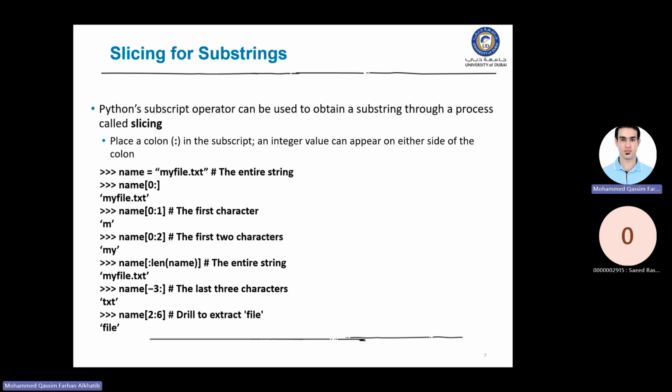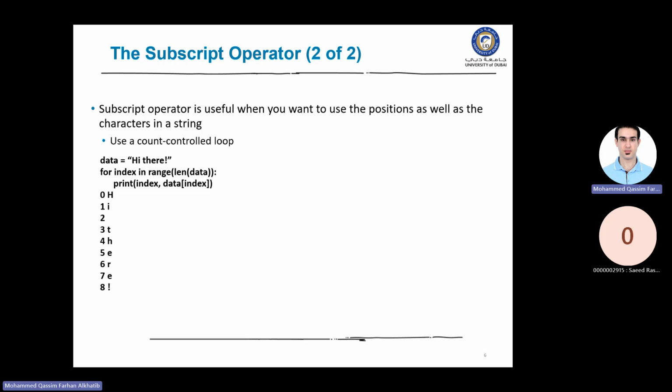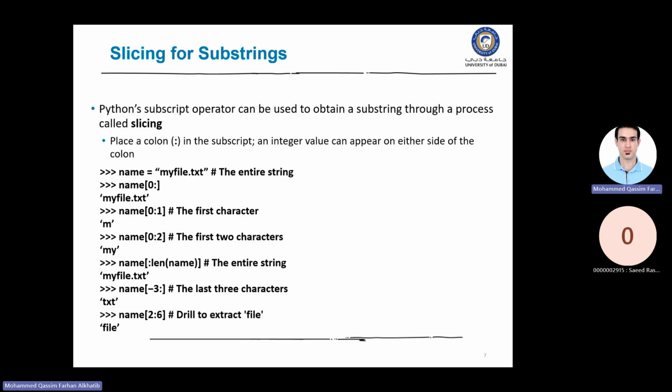Okay, slicing is basically taking parts of the string or taking substrings from that string. So initially we did single characters. Each time I retrieve a character. But what if I want to retrieve more than just one character? And that's where slicing comes in.